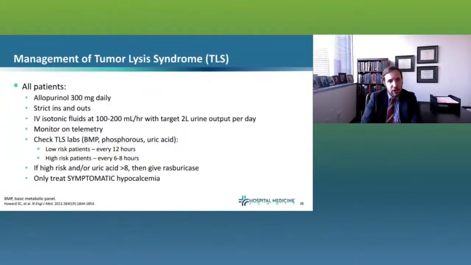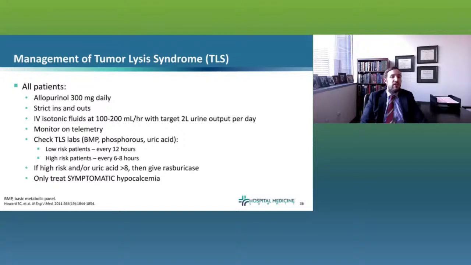Tumor lysis syndrome, we all know this. We've all done this. So I assume we've all done this. We know that prophylaxis is allopurinol, 300 milligrams once daily is the standard dose there. All of our leukemia patients get this in the hospital, even prior to starting therapy. And then some solid tumors, like I mentioned, small cell lung cancer. You want very strict I's and O's. You want to make sure that you're giving them isotonic fluids, 100 to 200 cc's an hour.